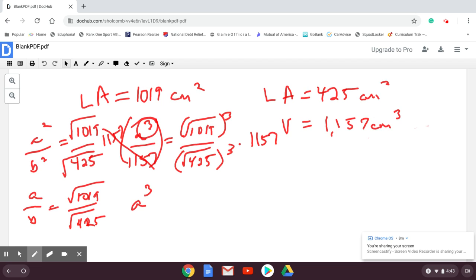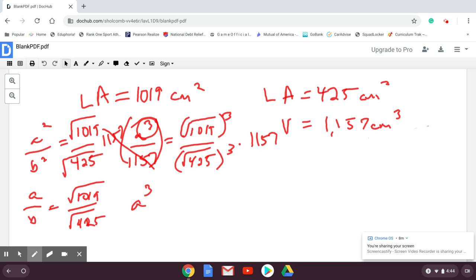Here's the way I would do it on your calculator. I would take, first of all, the square root of 1019. Just hit enter and then hit the caret and cube. Or you can use the math key and cube it. So the square root of 1019 cubed is this 32,528 figure. Leave that in your calculator.